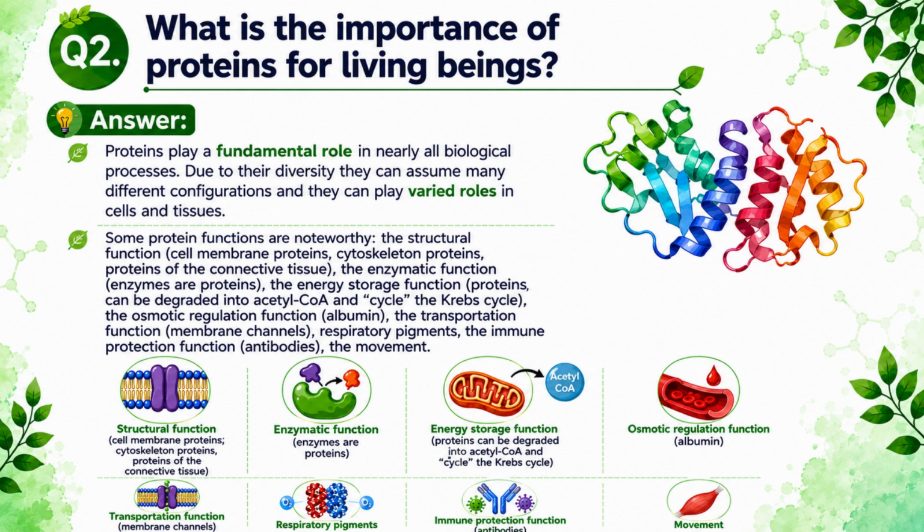The structural function: cell membrane proteins, cytoskeleton proteins, proteins of the connective tissue. The enzymatic function: enzymes are proteins. The energy storage function: proteins can be degraded into acetyl-CoA and enter the Krebs cycle. The osmotic regulation function: albumin. The transportation function: membrane channels, respiratory pigments. The immune protection function: antibodies. And movement.